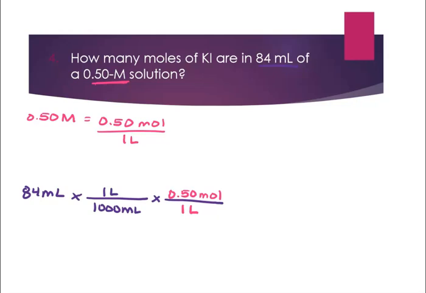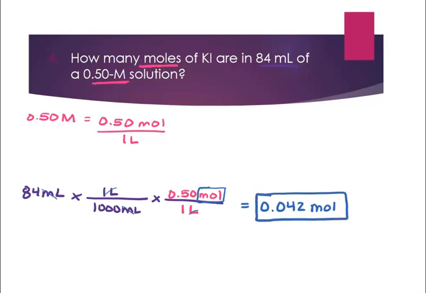So now I am in moles and my problem is asking me to find moles. So I am done converting. So my milliliters cancel with milliliters, liters cancel with liters, and I am left here with the unit of mole, which is what I want. So I'm going to do 84 times 0.5 divided by 1,000, and that's going to give me 0.042 moles. This time my unit has to be moles because that is what I am solving for.